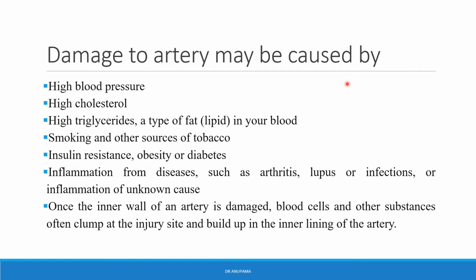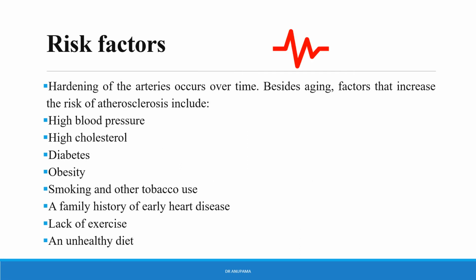Damage to artery may be caused by high blood pressure, high cholesterol, high triglycerides, a type of fat in the blood, smoking or other sources like tobacco, insulin resistance, obesity or diabetes, inflammation from diseases such as arthritis, lupus, or infections or inflammations of unknown cause. Once the inner wall of an artery is damaged, the blood cells and other substances often form a clump at the injured site, and they build up in the inner lining of the artery.